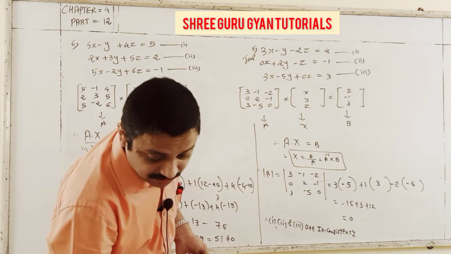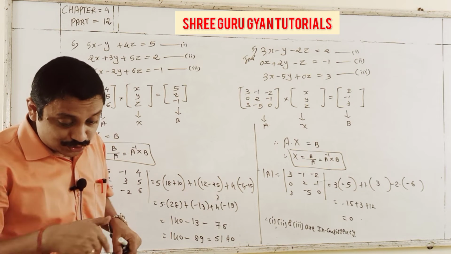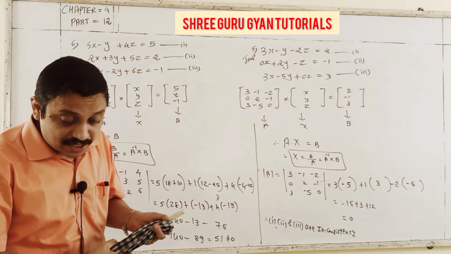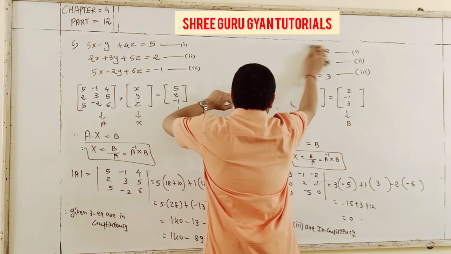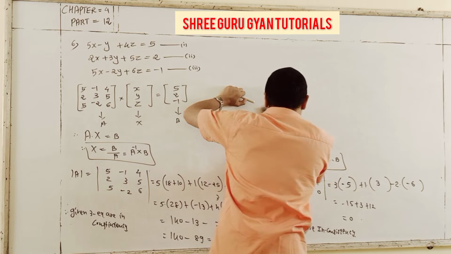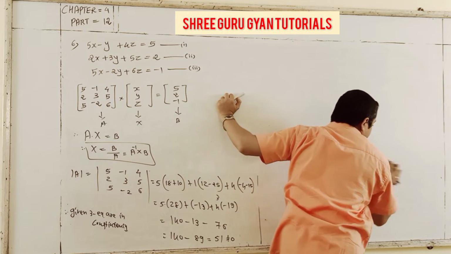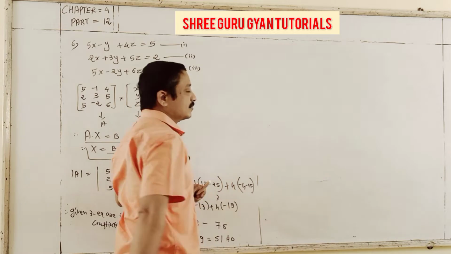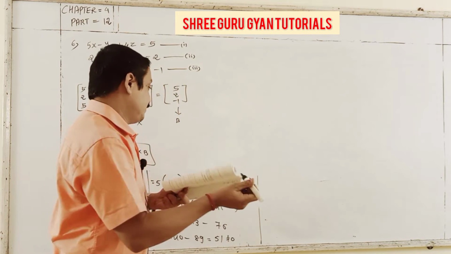Now question 7th, students, and after that find out the solution also. Solve the linear equations using the matrix method. It means checking consistency is necessary, and after that we will do the solutions. That is also very easy. Write the question number 7.